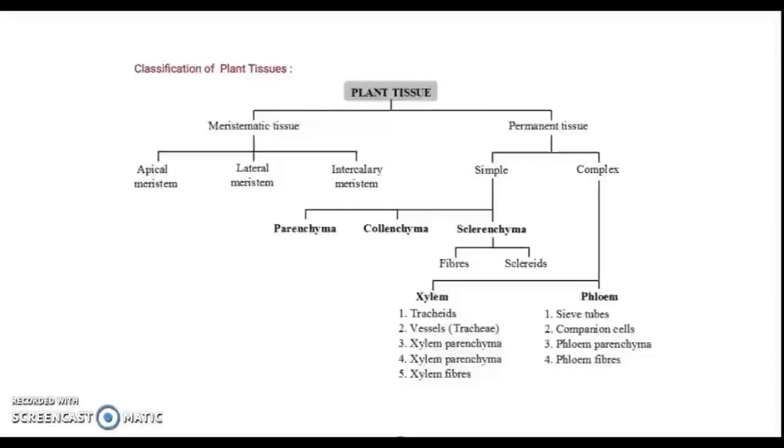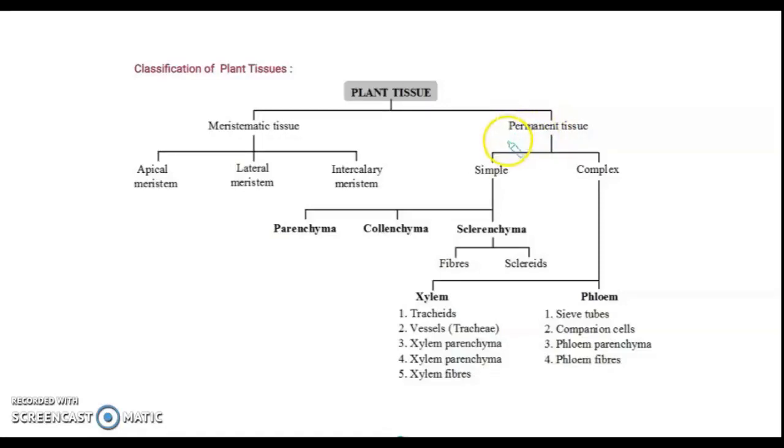As you all know, the plant tissue are classified into meristematic tissue and permanent tissue. The meristematic tissue are further classified into apical, lateral and intercalary. So, we have studied about meristematic tissue in the previous video. Today, we are going to study about simple permanent tissue.